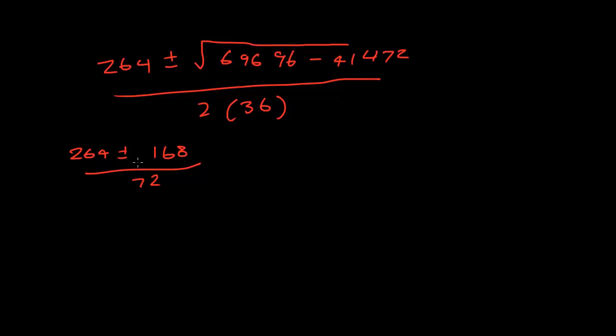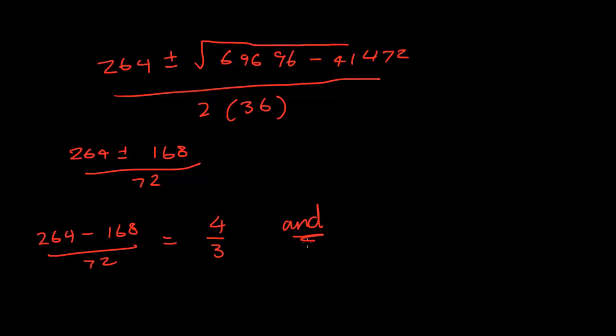So now we can figure it out. What we basically have now is just 264 plus minus 168 over 72. So doing that inside our calculators, we can figure this out. So 264 minus 168 over 72. So that is equal to 4 over 3.